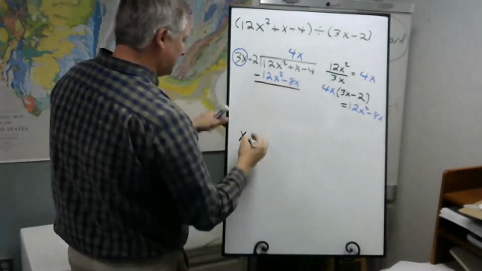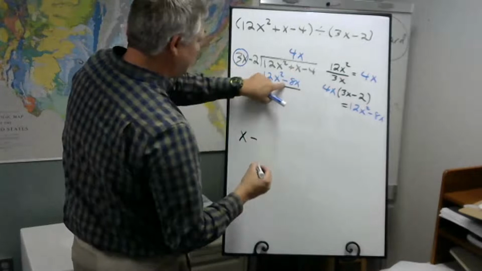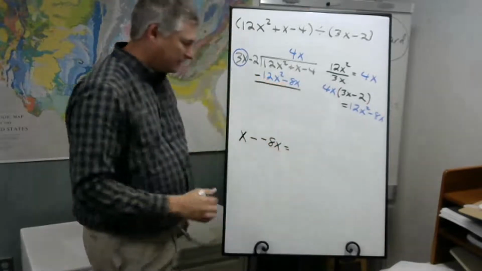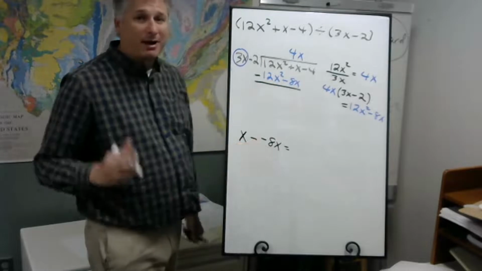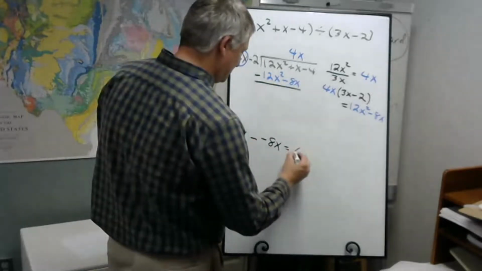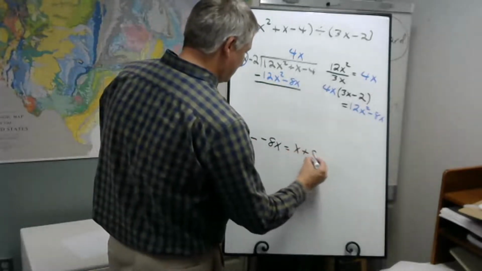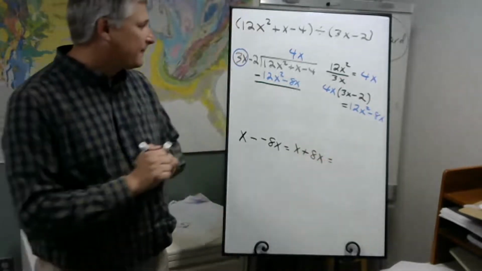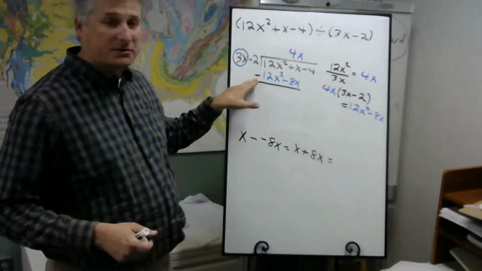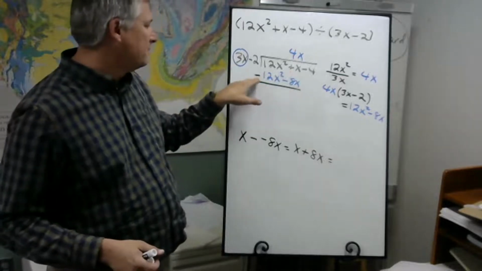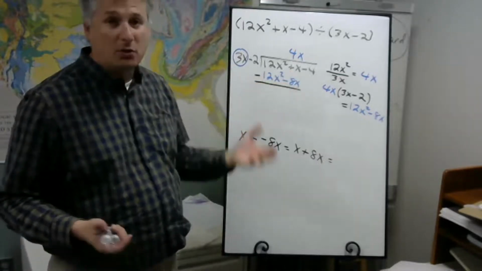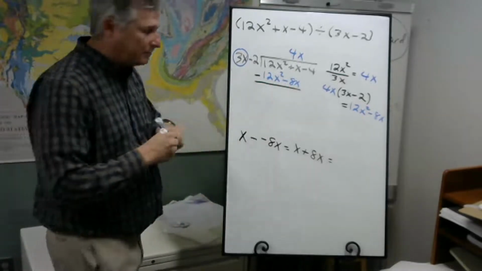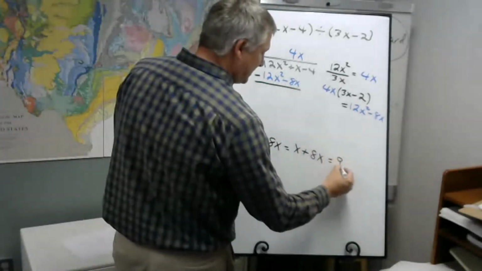So x minus negative 8x. Negative and negative becomes a positive. So you want to be careful with these. You always want to refer to your subtraction here. This minus this with its own minus sign. So that double negative becomes a plus. You get 9x.